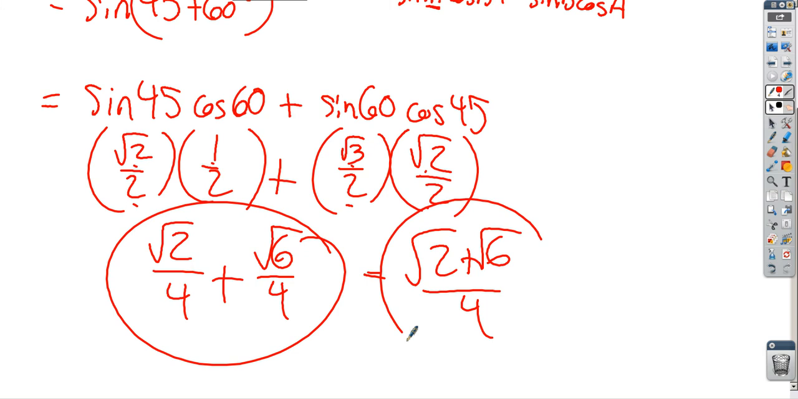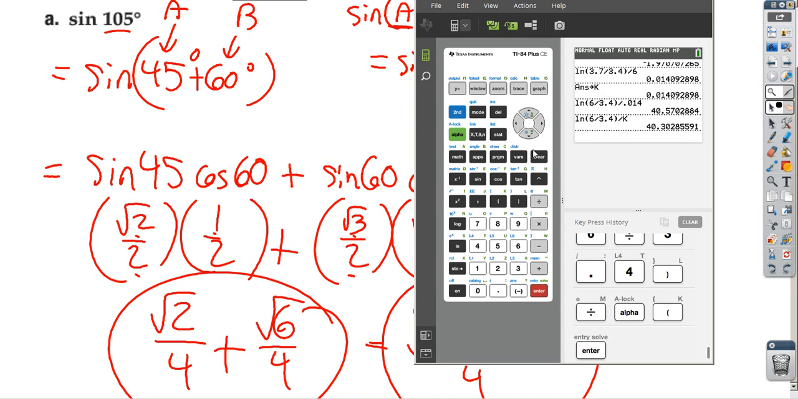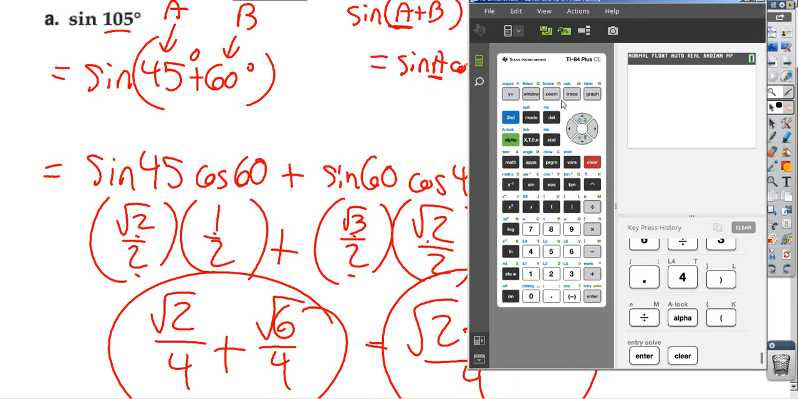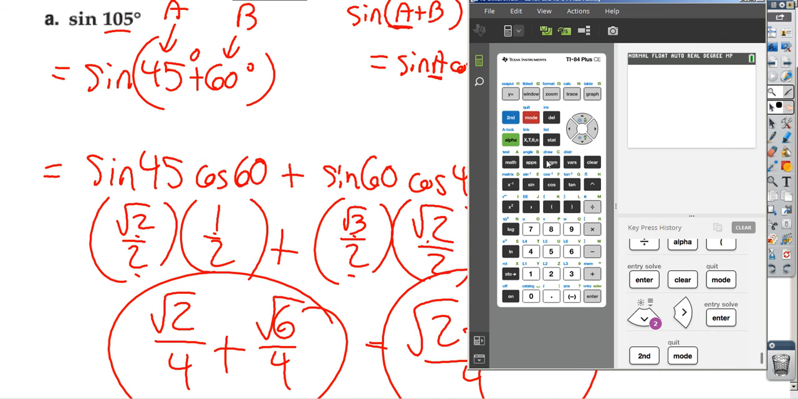How could you check that in a calculator? So root 2 plus root 6 over 4 should be equal to the sine of 105. The easiest way to check it is to just plug those both in and verify that we get the right answer. First of all, make sure we're in degrees instead of radians, and we are. So the sine of 105 degrees, what does that equal? Oops, that's supposed to be a closed parentheses there. Sine of 105 is equal to 0.965.